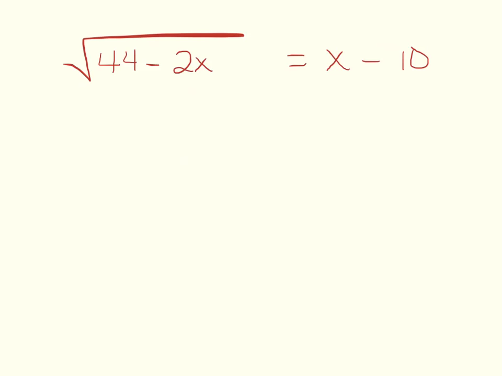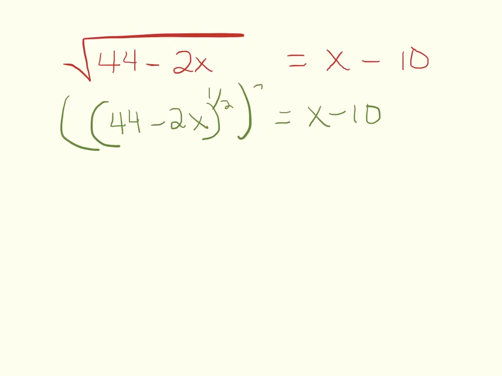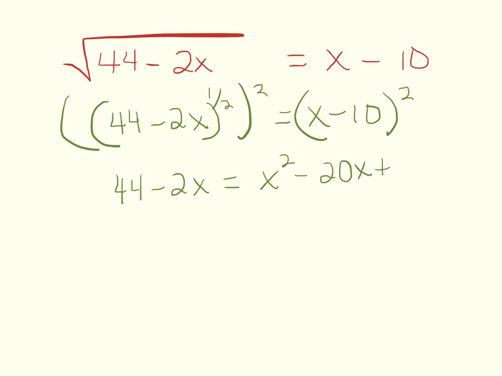This is a similar problem from before. So again, this is 44 minus 2x to the 1/2 equals x minus 10. So you're going to raise that to the second power and raise this to the second power. And you get 44 minus 2x equals x squared minus 20x plus 100. You're going to subtract 44 from both sides and add 2x. So add 2x to both sides, and you're also going to subtract 44 from both sides.